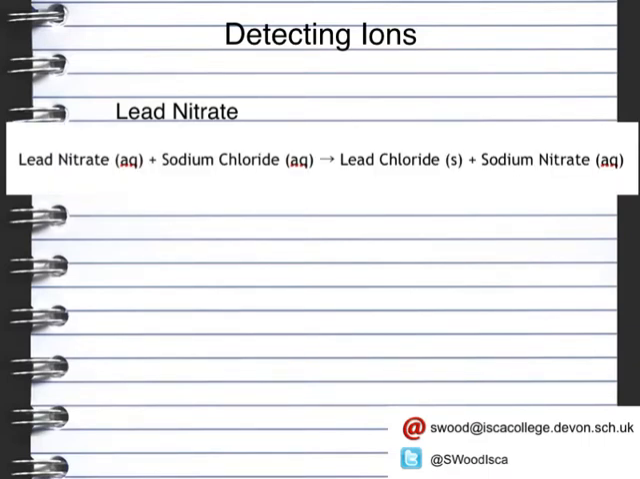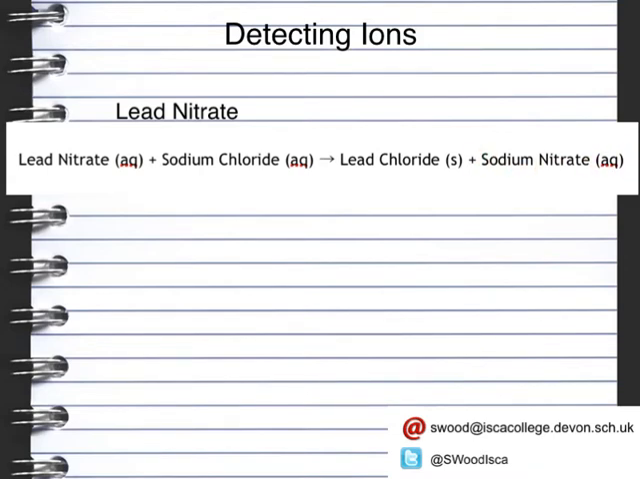A couple of things that we need to be aware of. Here aq is the state in which it's in. So here lead nitrate is aqueous, which means it's dissolved in water, as is the sodium chloride, with the chloride being the halide ion. Again, that's aqueous. When you add these two together we form lead chloride. Lead chloride is insoluble, so it therefore becomes a solid.